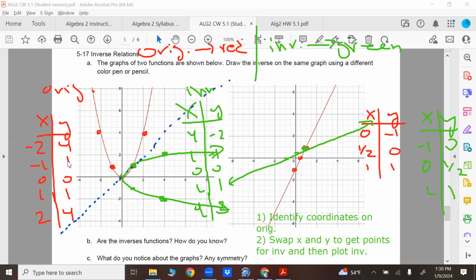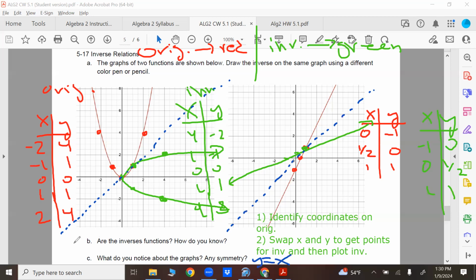And let's do this blue line here. See how the blue line goes right through the middle? So any line symmetry? Yes, y equals x. I already just talked about that.